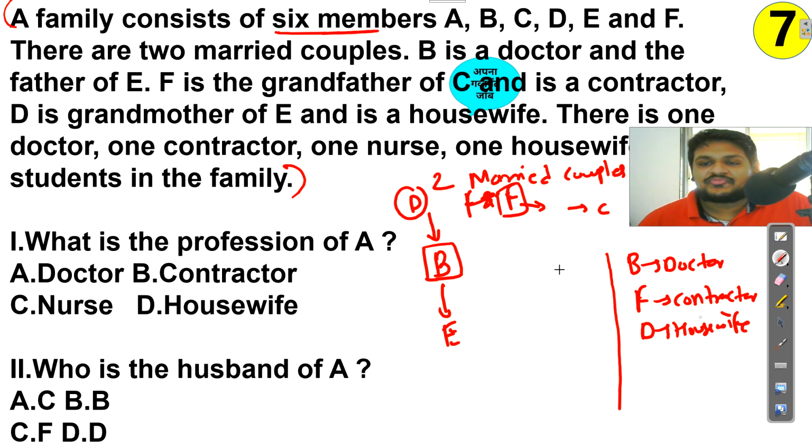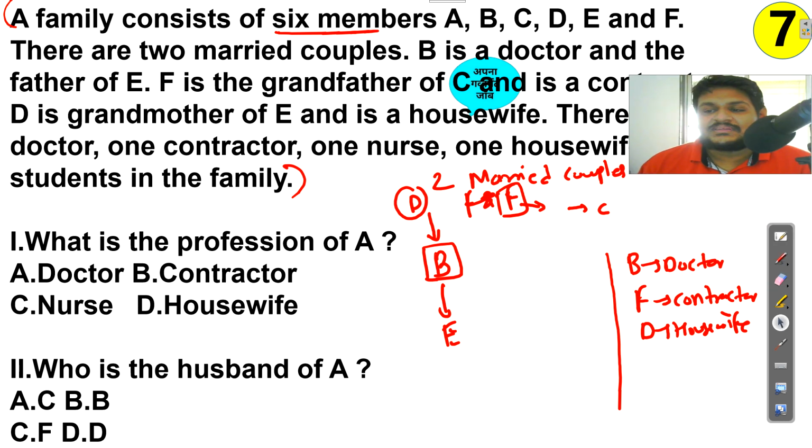There is 1 doctor, 1 contractor, 1 housewife and 1 nurse. Okay, and what is given? 2 students. Out of that we got doctor, contractor and housewife. We are left with nurse and 2 students now. And what we have to find? This is the hint they have given me.